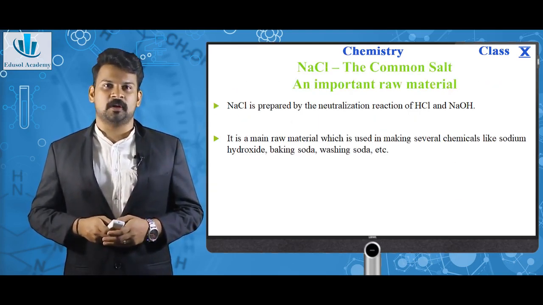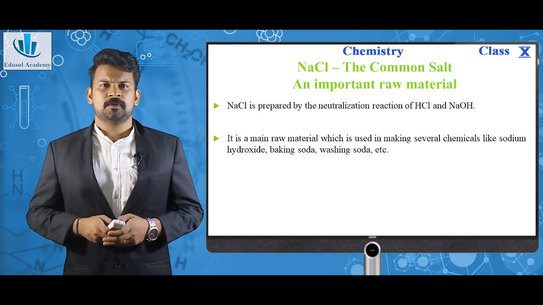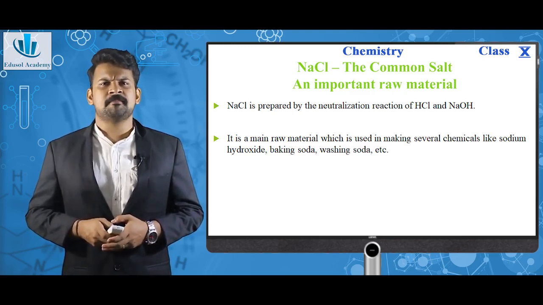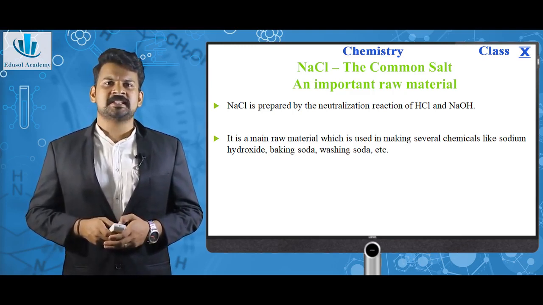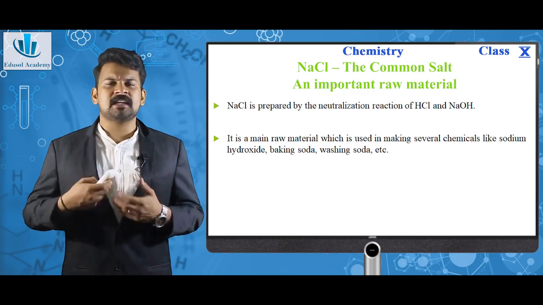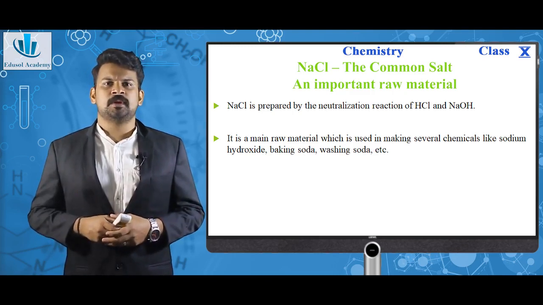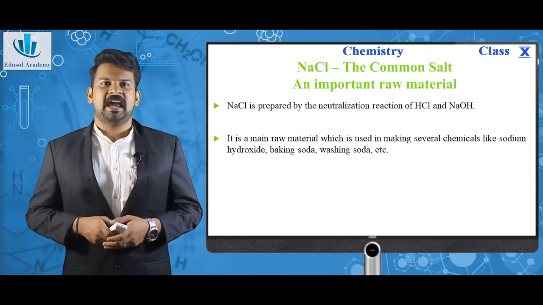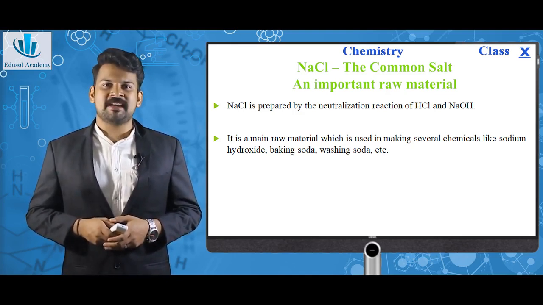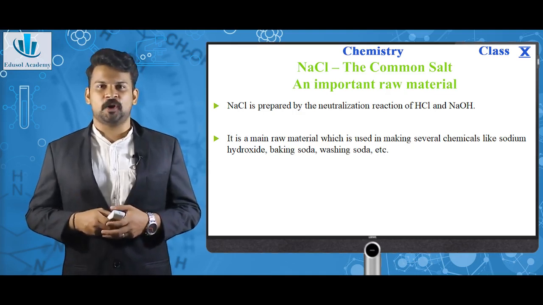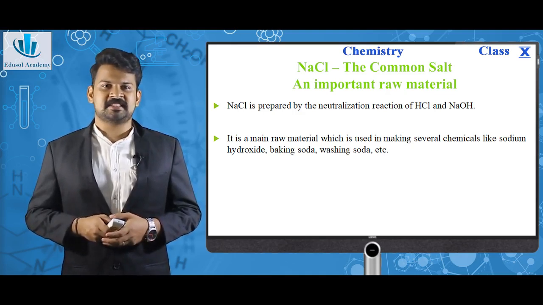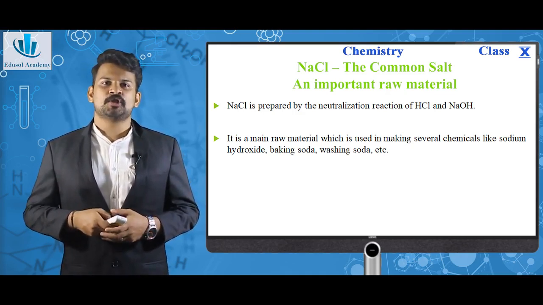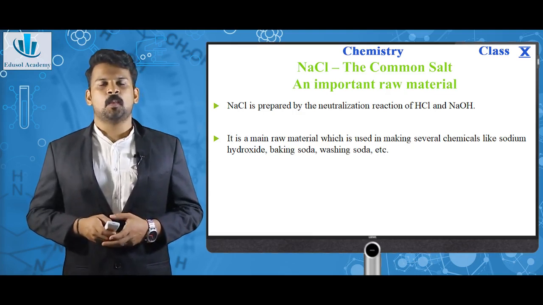NaCl, the common salt. You might know sodium chloride is the common salt that we use in our daily life. It is an important raw material which helps to prepare different kinds of chemicals in industries, which have a variety of uses in daily life. NaCl is prepared by the neutralization reaction of HCl and NaOH. As I said, it is the main raw material used in making several chemicals like sodium hydroxide, baking soda, washing soda, etc.